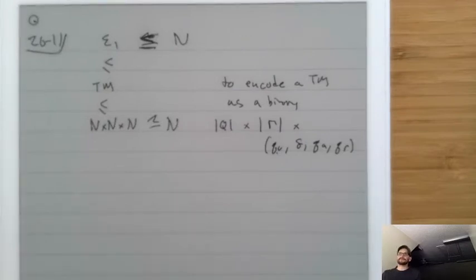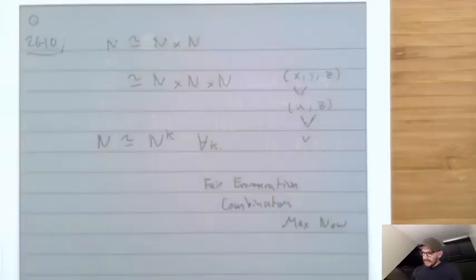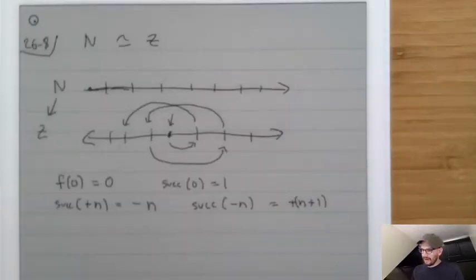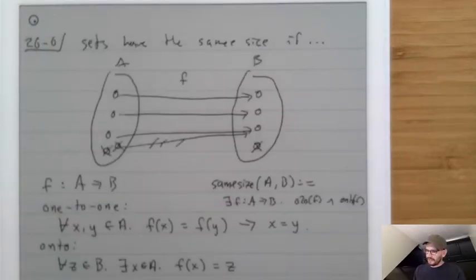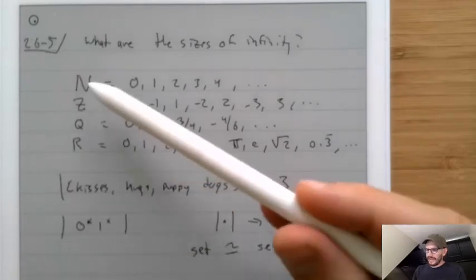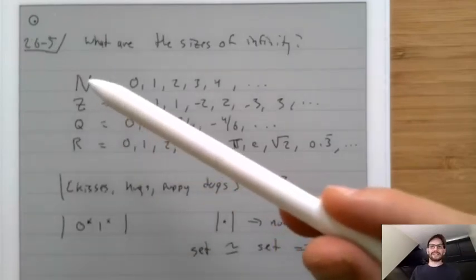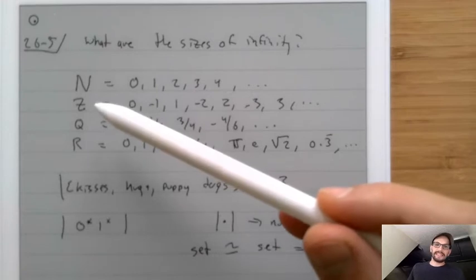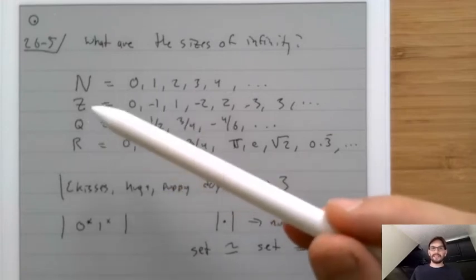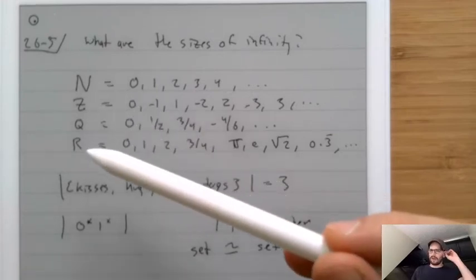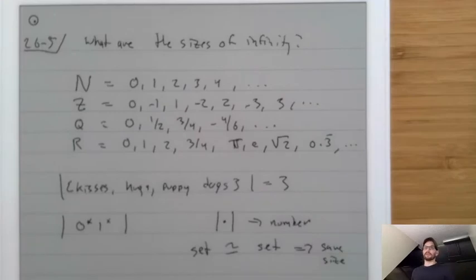Okay, so that's cool. So what next? Notice that I talked about how the natural numbers establish sort of the basic form of infinity. Z is the same size, Q is the same size. Well, what about R? Let's think about R for a little bit.